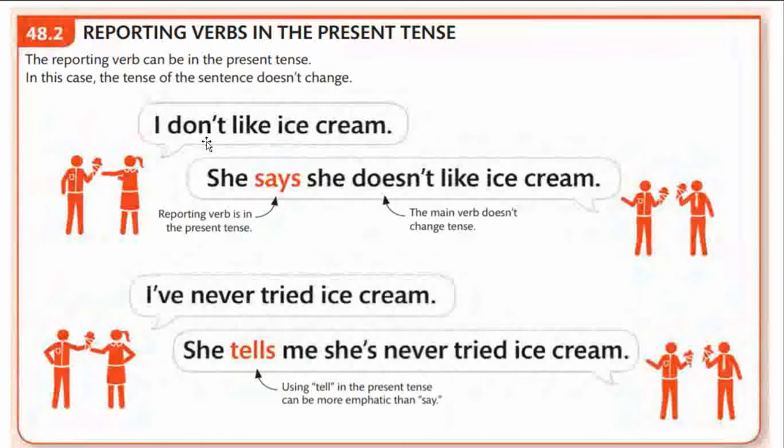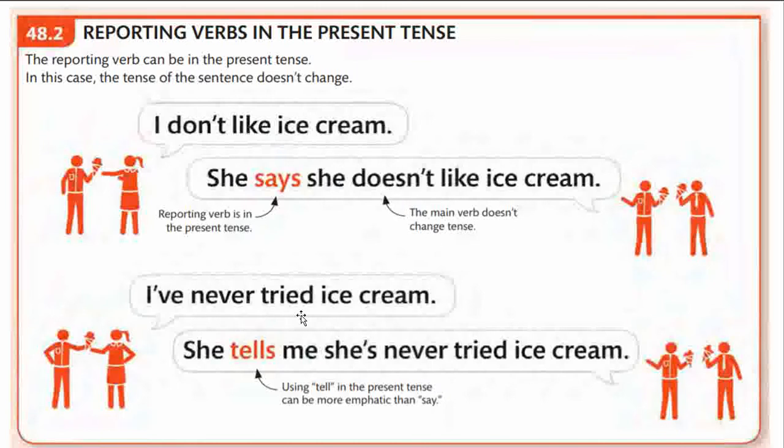So now the expression is, I don't like ice cream. She says she doesn't like ice cream. If this sentence was given to you with outside saying she says, comma, double quotes, I don't like ice cream, full stop, double quotes, in that case only you will change it to she says that she doesn't like ice cream. Reporting verb is in the present tense, and the main verb does not change tense at all.